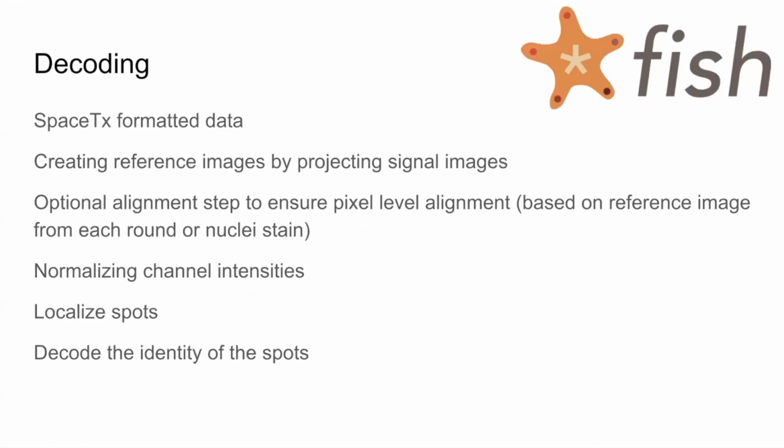We take the SpaceTX format data, and we can create a reference image by, in essence, projecting all signal images into one. So you create this sort of anchor image of all your spots. This allows you to define the spots, and then you can decode the intensity. And then you can do some extra alignment that Christophe just talked about. We, of course, do the alignment prior to these steps. And then you can also normalize channel intensities, localize the spots, and then decode the spots.